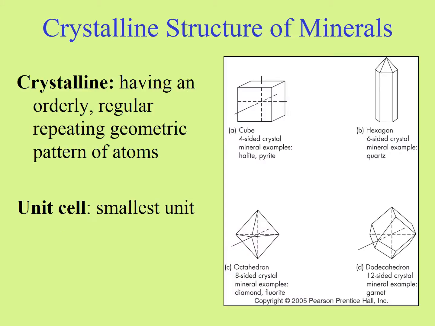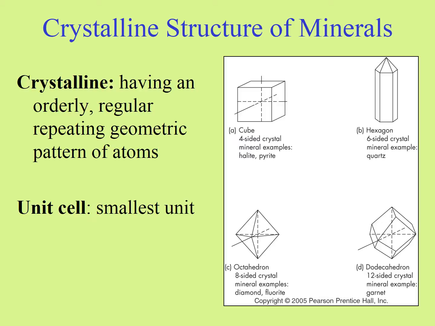Crystalline structure of minerals varies from one mineral to another. When we define crystalline, what we mean is that it's having an orderly or regular repeating geometric pattern of atoms in its composition. And when we look at the various types of crystalline structure, there are a number of families. Some of them are shown here. In the upper left, a cubic structure. In the upper right, a hexagon structure. In the bottom left, an octahedral structure. And lastly, we have a dodecahedral structure on the bottom right.